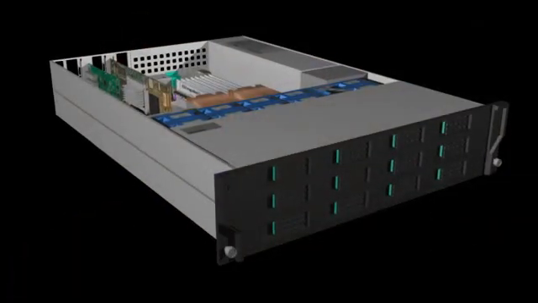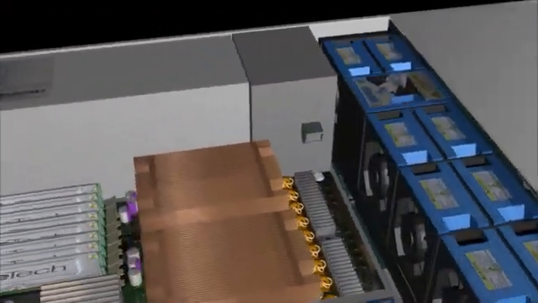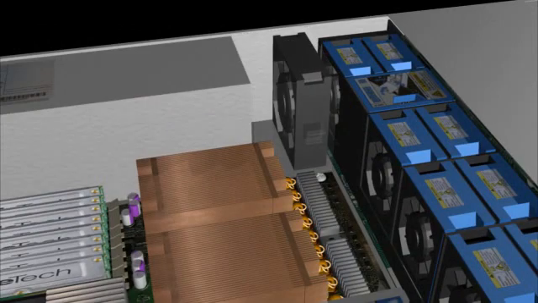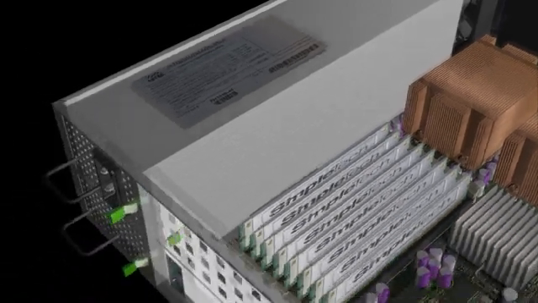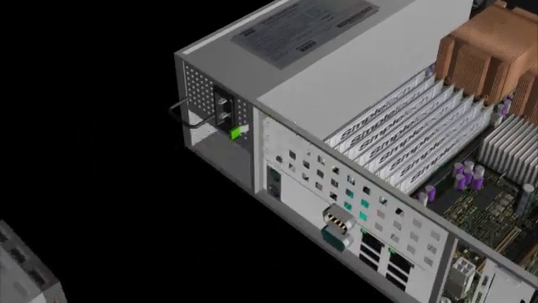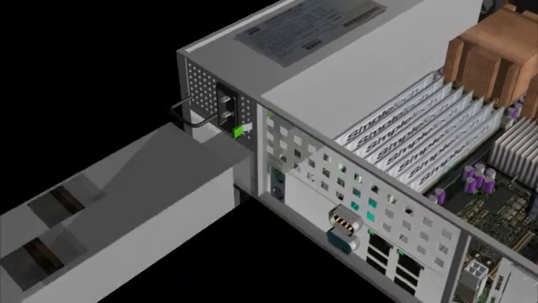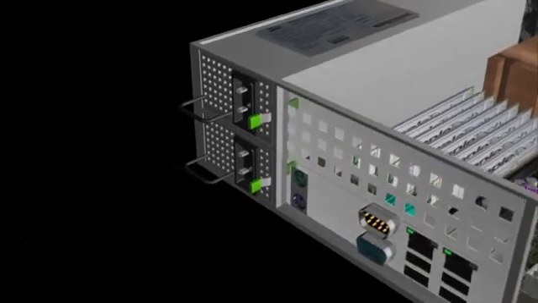There's a bonus fan for extra airflow at the back of the power supply cage, sandwiched between the rightmost hot swap fans and the power supply circuit board. This circuit board enables failover. Just remove the standard backplate, slide in an optional second 850-watt power supply, and snap it in place under the first power supply.